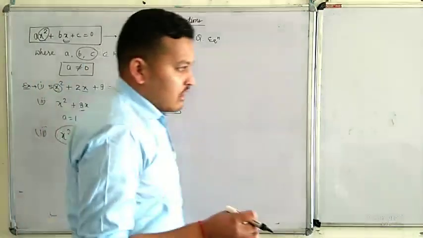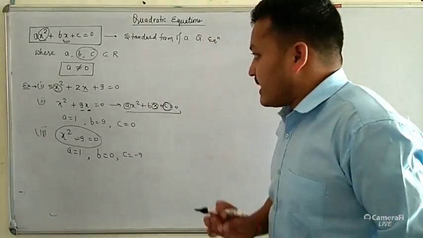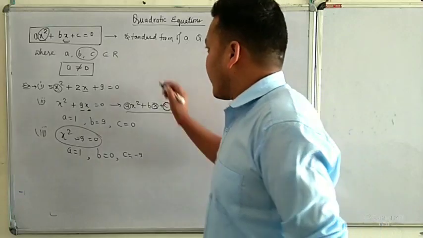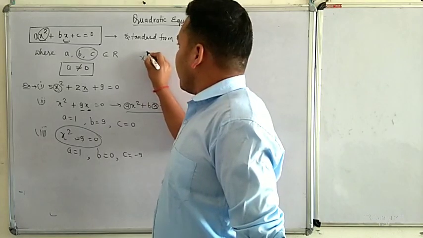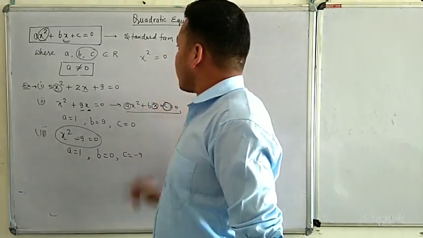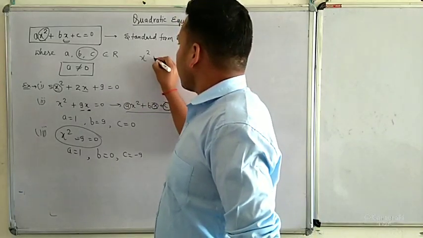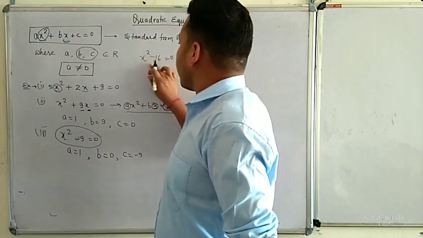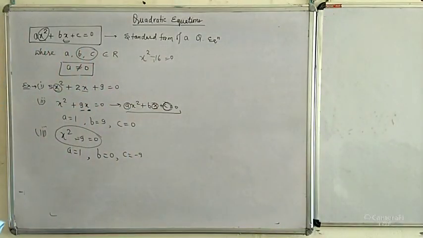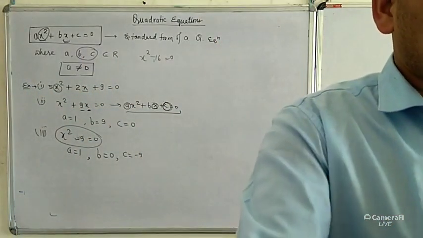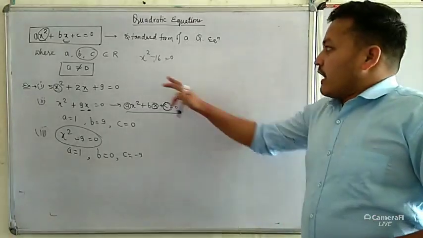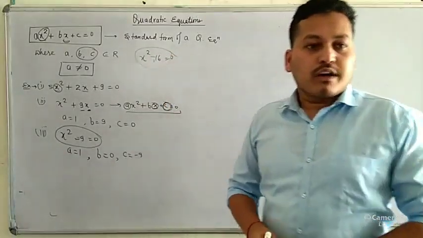Now tell me in the comment section, is the given equation quadratic or not? एक इक्वेशन मैं आपको दे रहा हूं, इसको बताओ quadratic equation है या नहीं है. x square minus 16 is equal to 0. क्या ये quadratic equation है या नहीं है? Is x square minus 16 equal to 0 a quadratic equation or not?